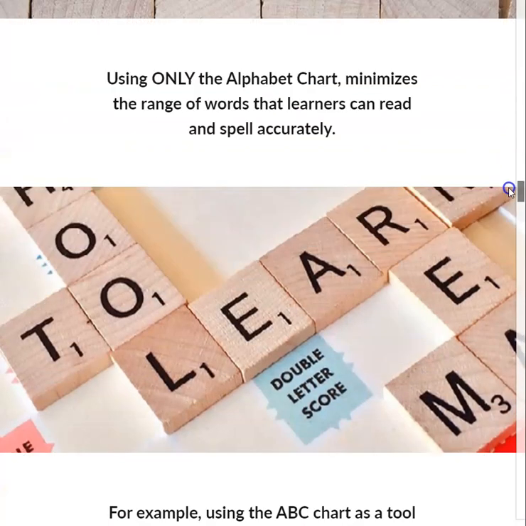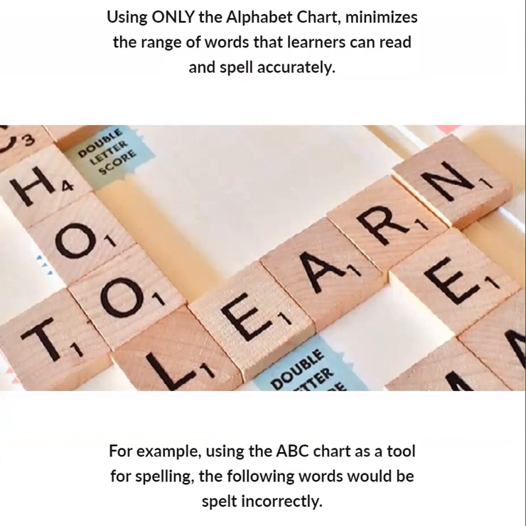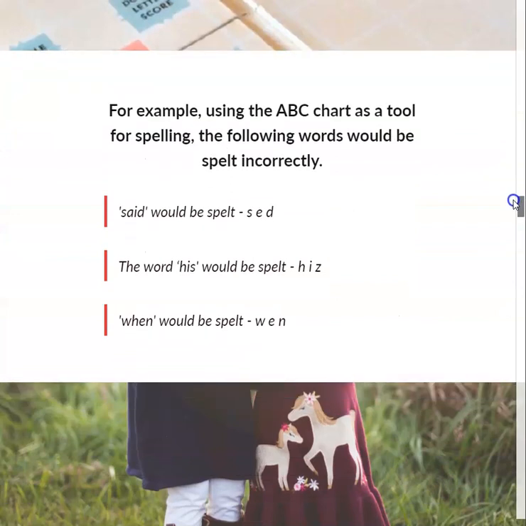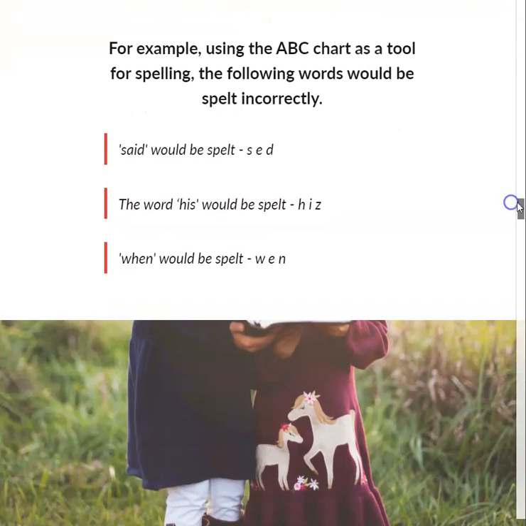If we only use the alphabet chart, it minimizes the range of words that learners can read and spell accurately. For example, if we use the ABC chart as a tool for spelling the following words, they will be spelt incorrectly. With the word said, if we used the ABC chart, it will be spelt like this, S-E-D. The word his would be spelt H-I-Z. And the word when would be spelt W-E-N, and they would all be incorrect.